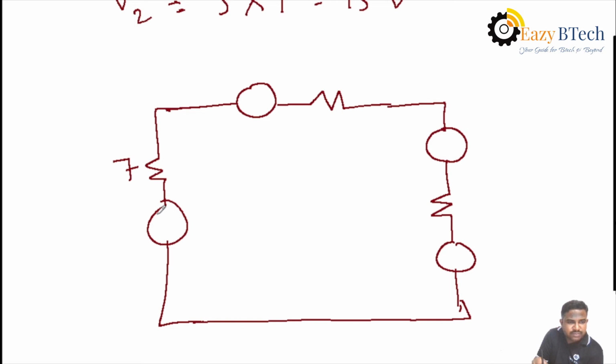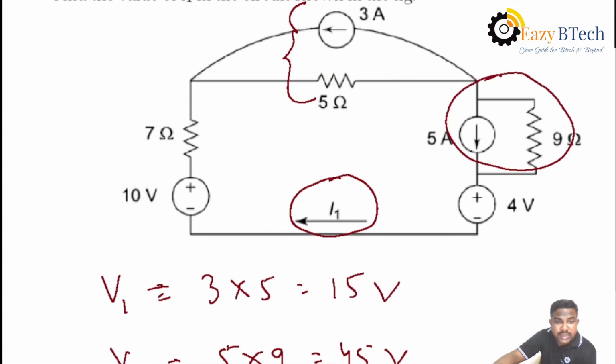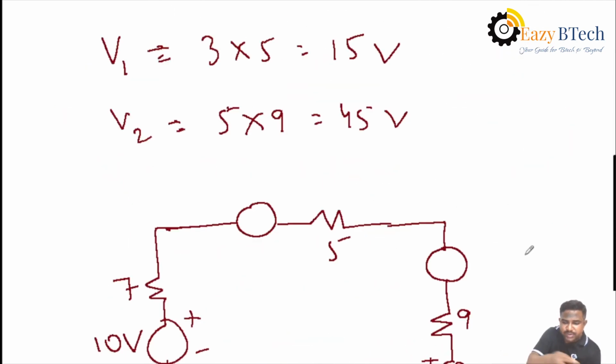This is 7 ohms given, and the plus-minus given is 10 volts, and this is 5 ohms, this is 9 ohms. Then observe here, another source value given is 4 volts in the given problem. Observe the direction of the current source. The 3 ampere source direction is anti-clockwise. That's why always the current will be taken from minus to plus, so this is the minus and this is the plus.